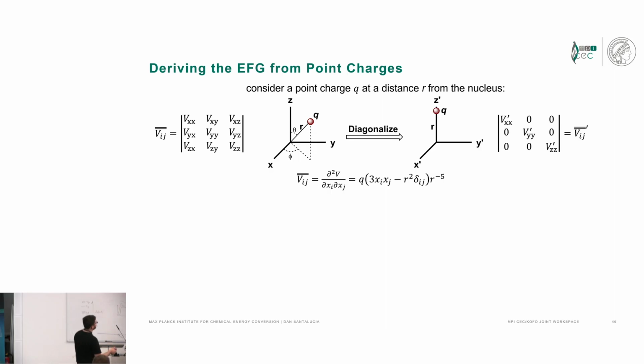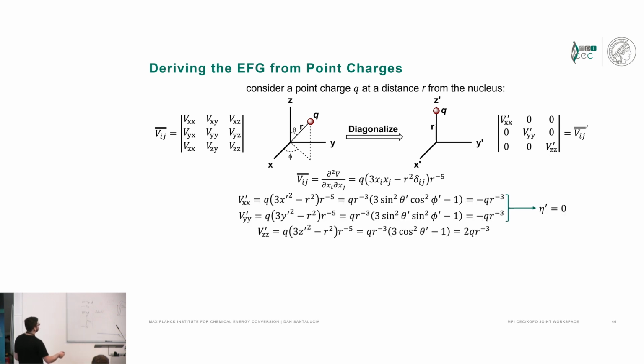We usually like to think about it being diagonalized, so I'm going to orient the primes along Z, so that way I don't have to worry about theta and phi and all this stuff. And you can basically then work out the X, Y, and Z diagonal components and see, punchline is that for this case, if the charge is along Z prime, then the XY components are both minus Q r to the minus 3. There's no difference in X and Y, so the asymmetry parameter is 0. And then Z is positive and twice the magnitude of the X and Y. Okay, that's what that looks like.